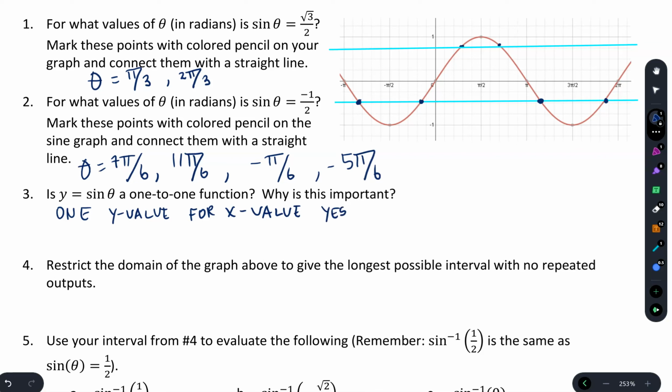Okay, but it also has to pass for one x value. One x value for every y value. How does it pass that? It does not, right? So that does not pass that test. And this is the horizontal line test. So this right here tells me that it is not one-to-one.